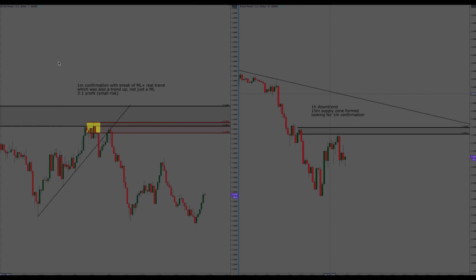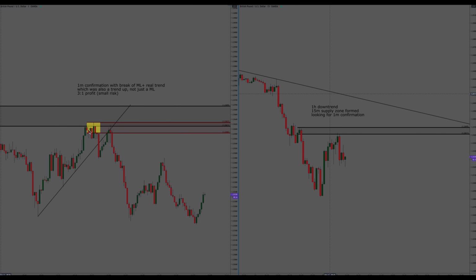And then this over here is on my 1 minute. So this big black box is the 15-minute curve zone. I was waiting for price to get inside. It just touched it. I drew my upward momentum line because it went up, down, up. Price clearly broke the momentum line. I took this trade as a momentum line break only.